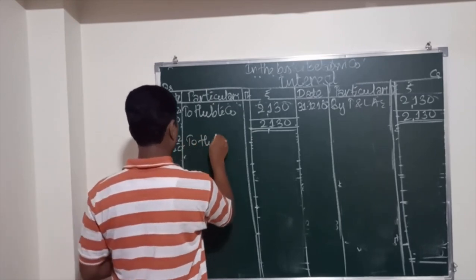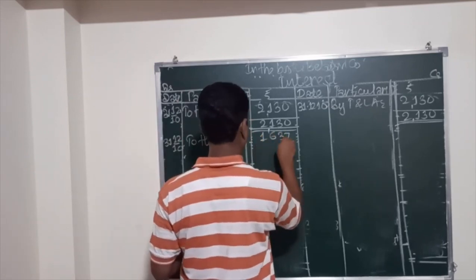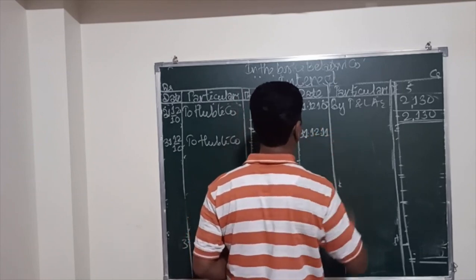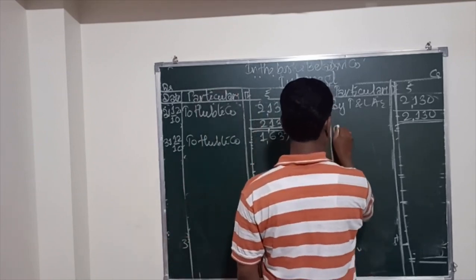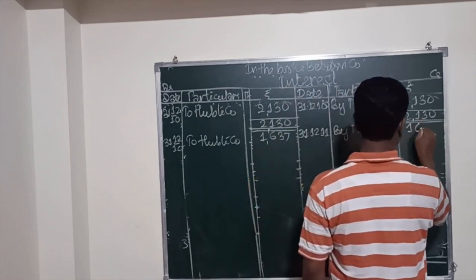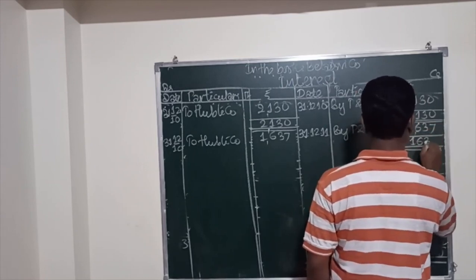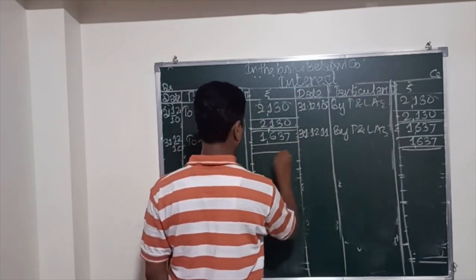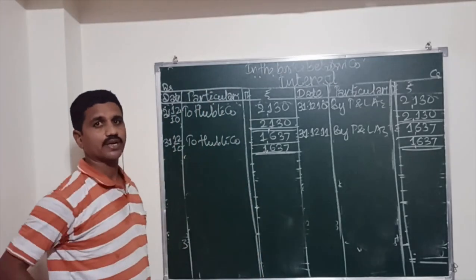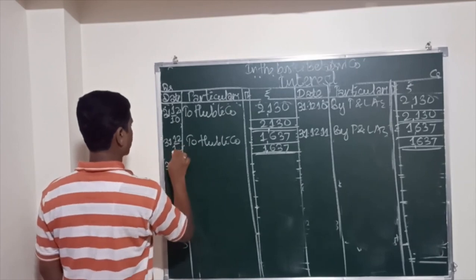So the second year interest here is 1637, which is transferred to P&L account on 31st December 2011. Then the entry will be profit and loss account debit to interest account. So interest account is credited by P&L account. So 1637 here, 1637 here also. This is very simple. As I already told, only the transfer entries will appear, that's all.